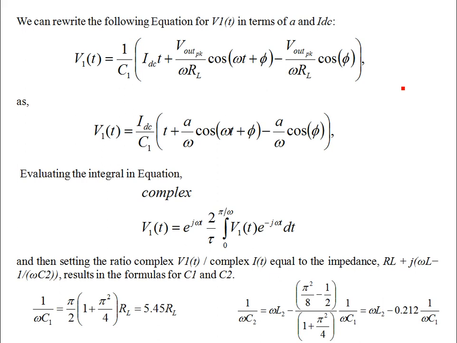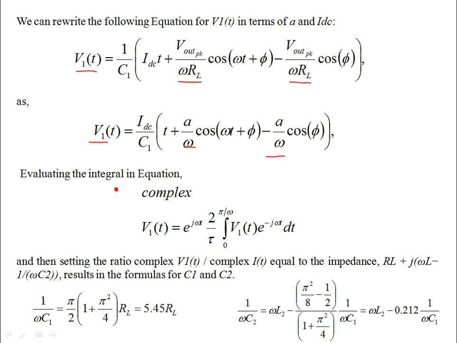So we can rewrite V1T in terms of A and IDC. You see, you have the terms V out peak, for example, omega over RL. You can write this as A over omega for the first term. Then for the second term, it is the same term, so again A over omega. So we have expressed V1T in terms of the constant A. We can take IDC out by expressing this in terms of A.